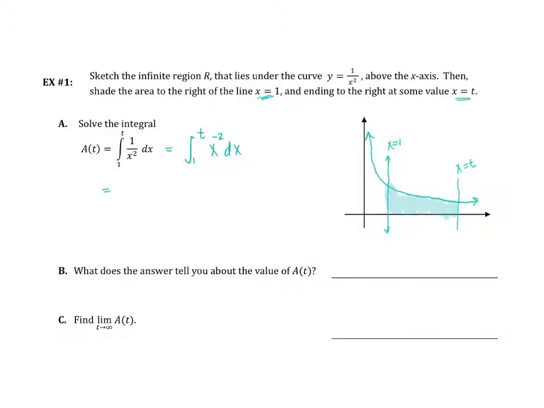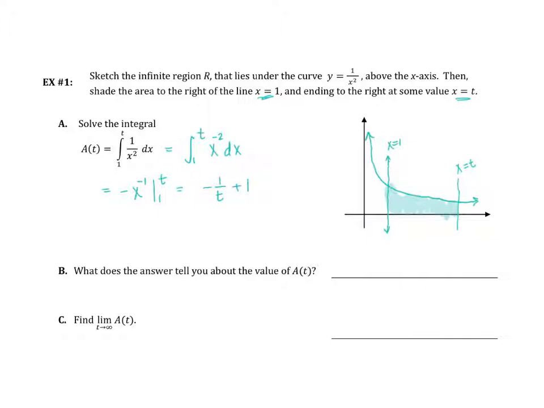And then we're going to look at our actual integration here. That's going to be negative x to the negative 1, and we're evaluating that from 1 to t. Notice we're going to get a negative 1 over t minus a negative, so that's going to give us a positive 1 over 1, which is 1. So we see that when we integrate this, we've got something strange going on here. And look at part B. It says, what does this answer tell you about A at t?